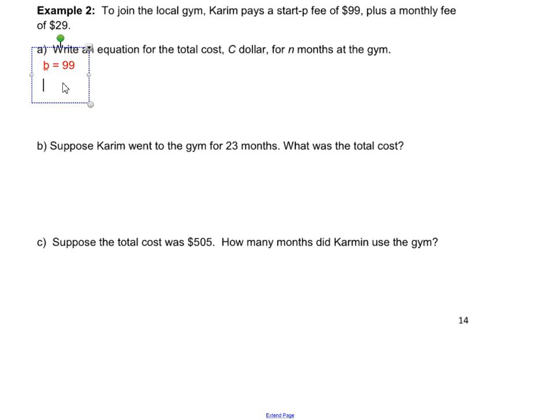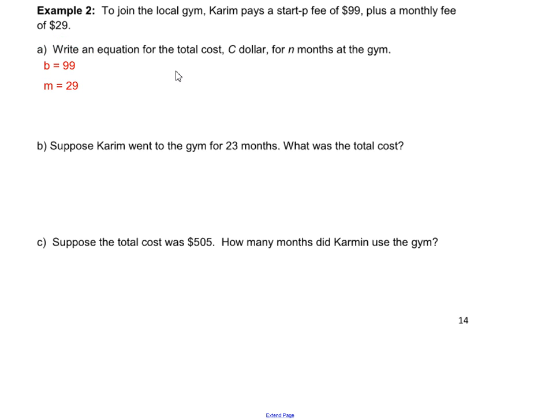My slope is going to be a little bit different. I have a monthly fee of $29, and N is the number of months at the gym. Anytime I have a monthly fee, that's telling me that's my slope. So my per month fee is my M value. The reason is this is $29 per month, so it's written as a rate, which makes it a slope of my line.